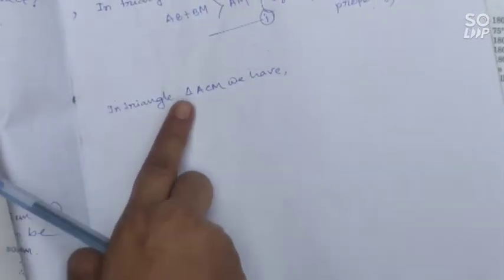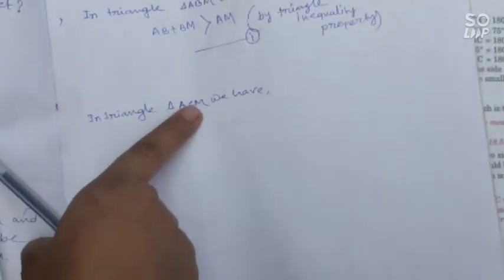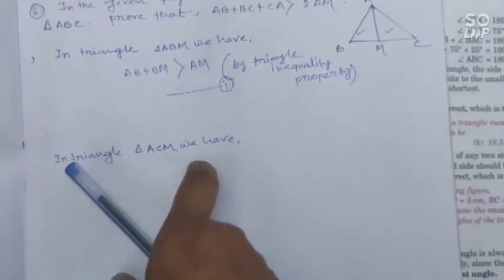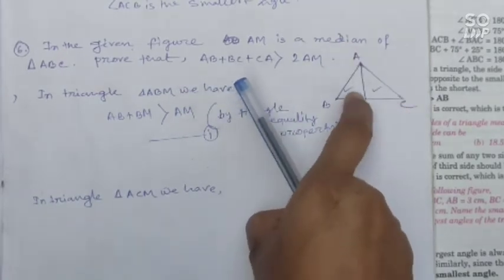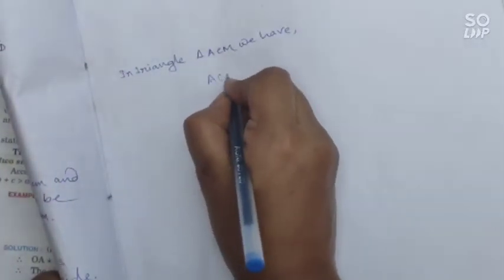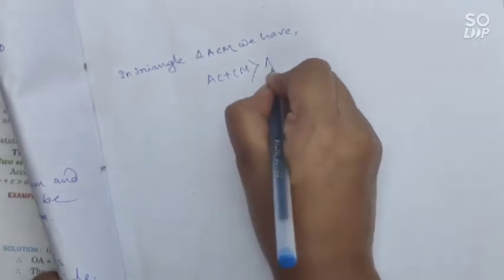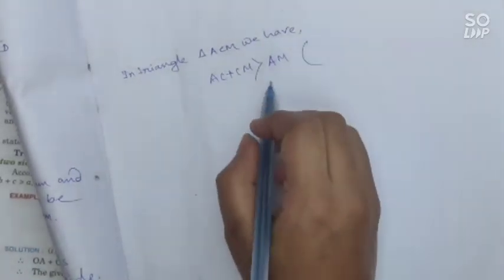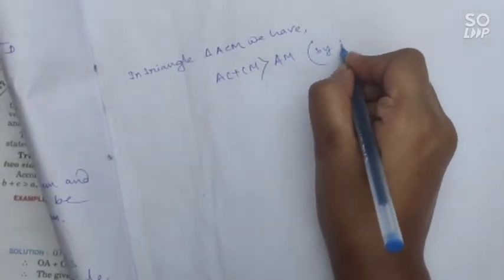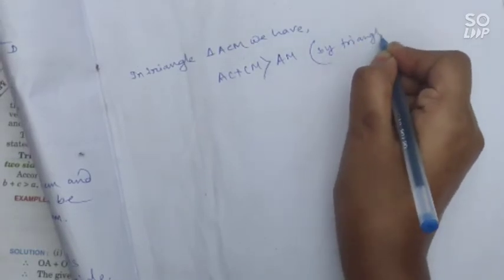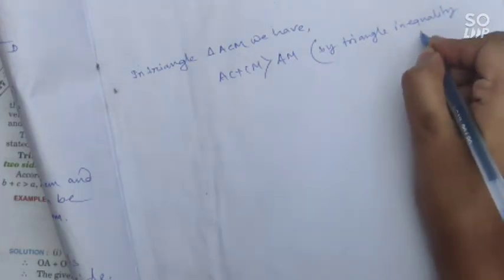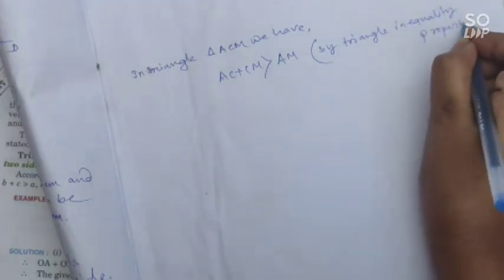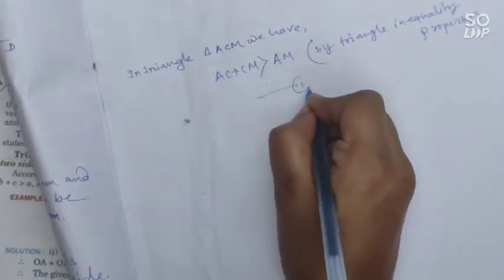Okay, in triangle ACM, we have AC plus CM is greater than AM. AC plus CM is greater than AM. This is also by triangle inequality property. Okay, so this is equation number 2.